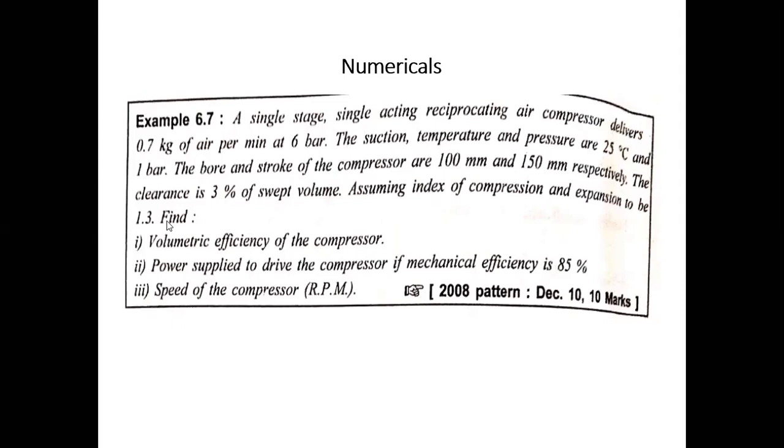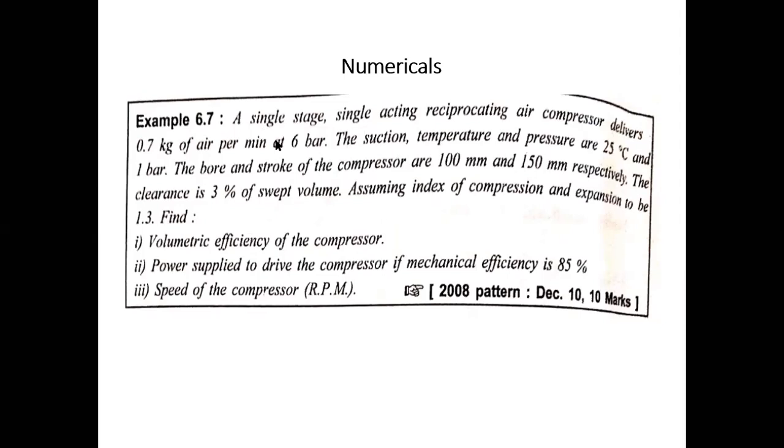And what are the parameters that we have to find out? The volumetric efficiency of the compressor, the power supplied to drive the compressor if the mechanical efficiency is 85%, and the last thing that we have to find out is the speed of the compressor.